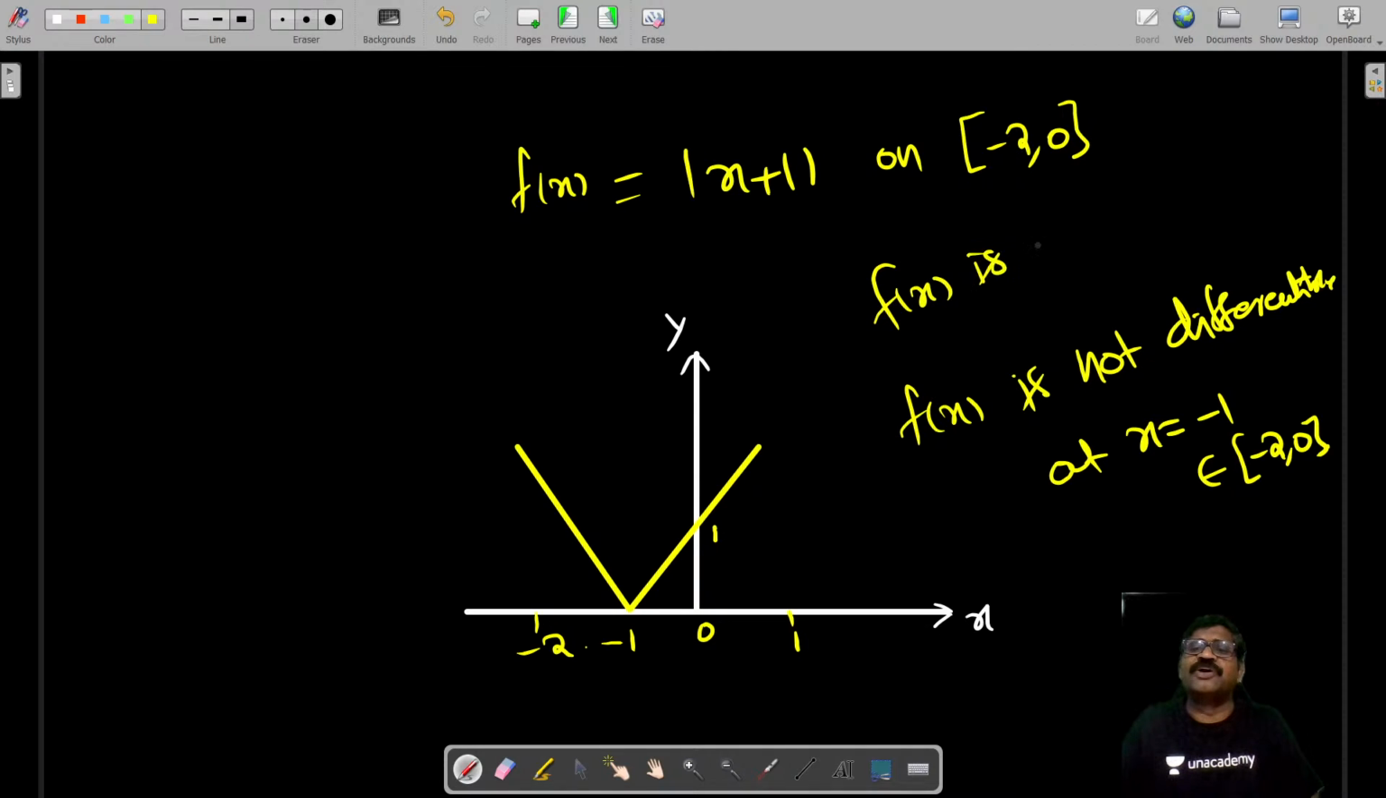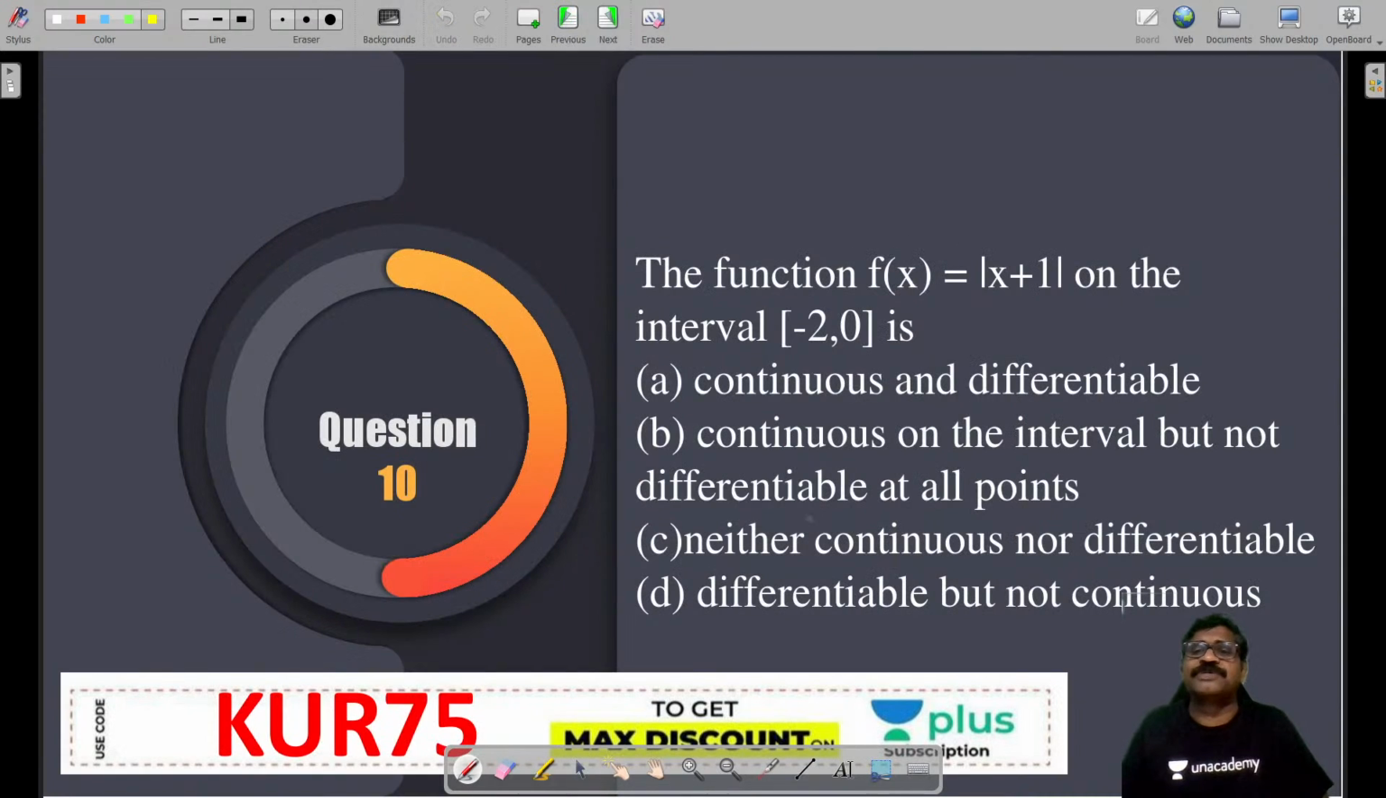f of x is continuous but not differentiable. Within this interval at minus 1, the function is not differentiable. Therefore, the correct option is continuous on the interval but not differentiable at all points. The second option is the correct option, because at x equal to minus 1, it is not derivable.